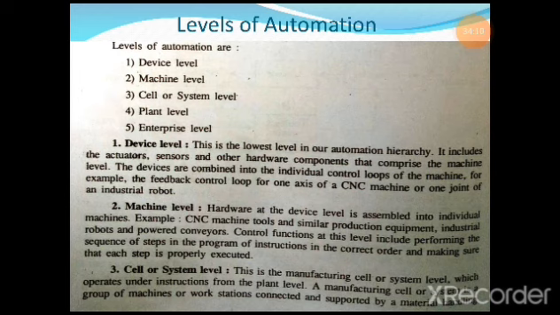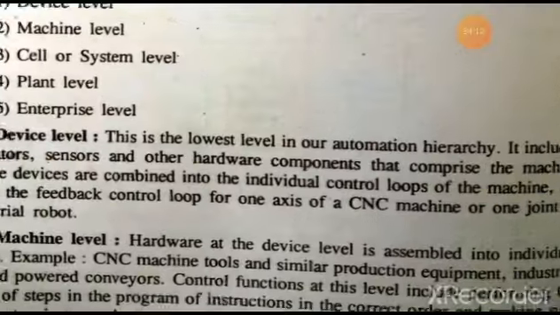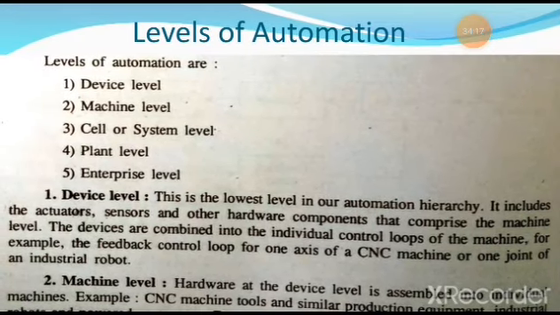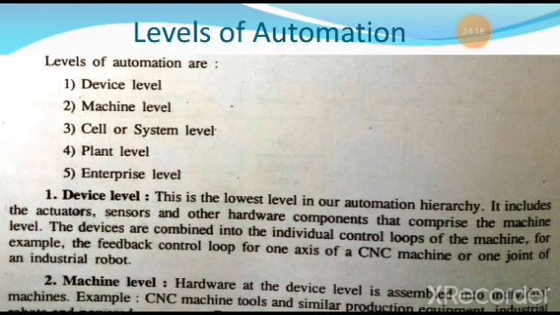So let us start with the device level. What is the meaning of the device level? This is the lowest level in the automation hierarchy. Automation hierarchy means step by step how the automation technology is applied. It includes the actuators.